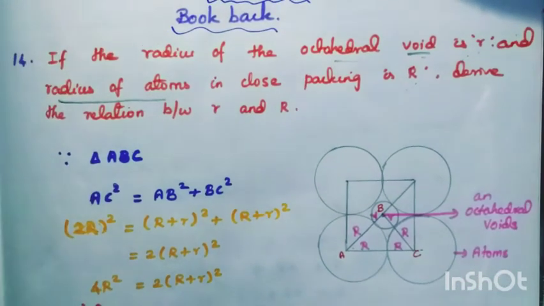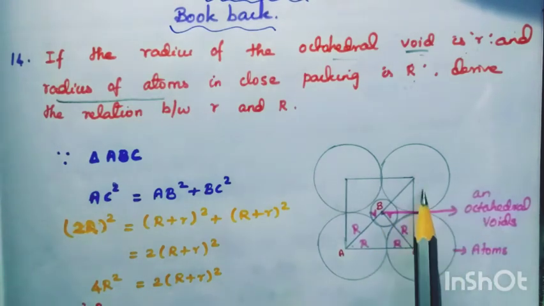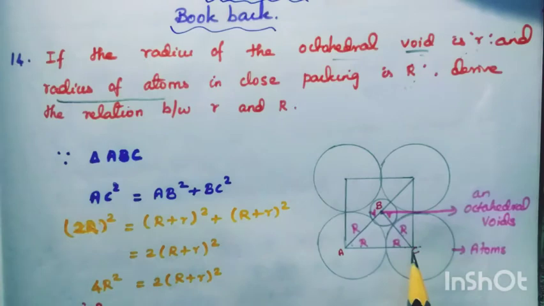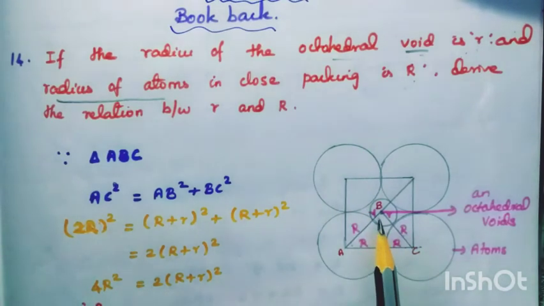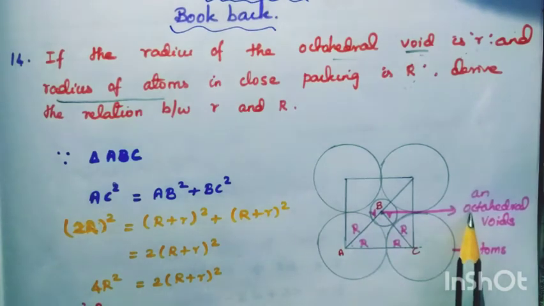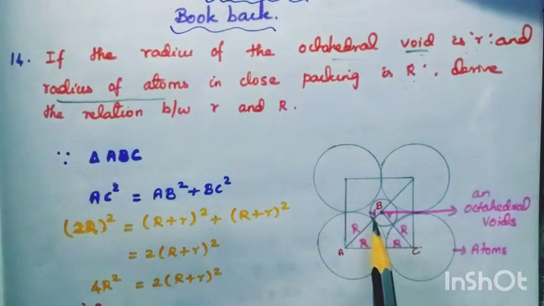Now consider the octahedral spheres or atoms arranged in this manner. Take a triangle ABC. This center is the octahedral void. These are the atoms: 4 here, front 1, back 1. Inside we have an octahedral void, surrounded by 6 atoms. The radius of the atom is capital R, and the radius of the octahedral void is small r.